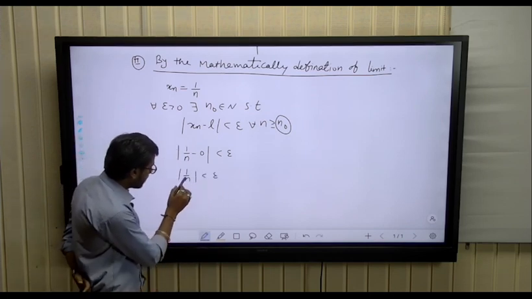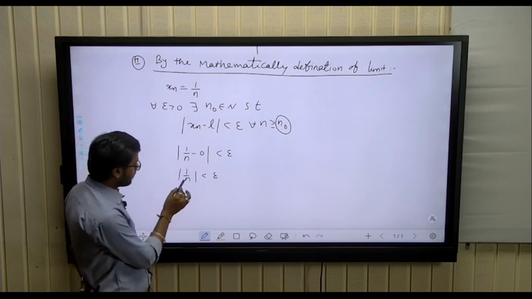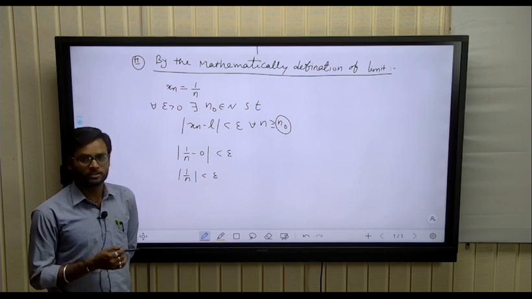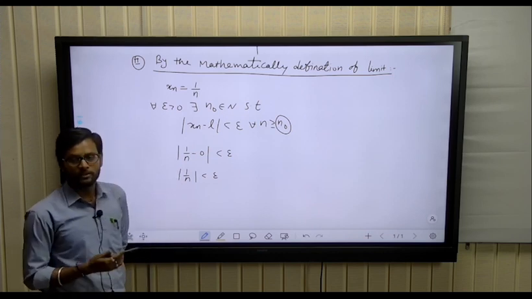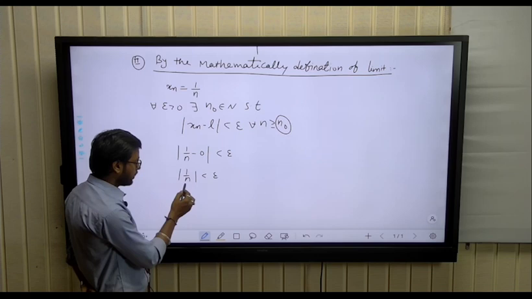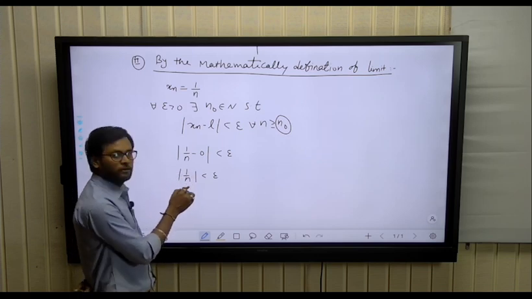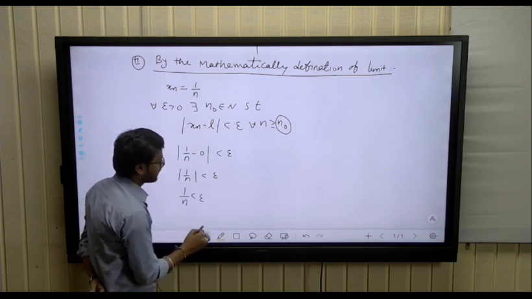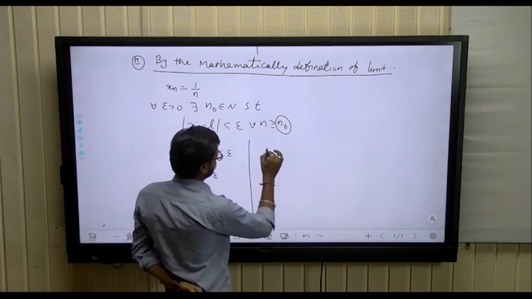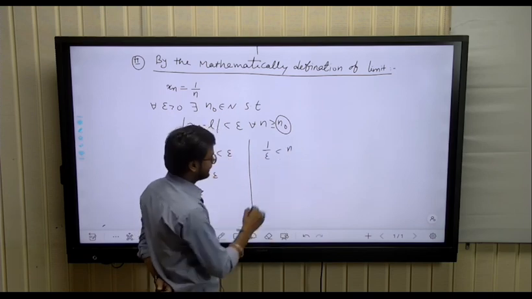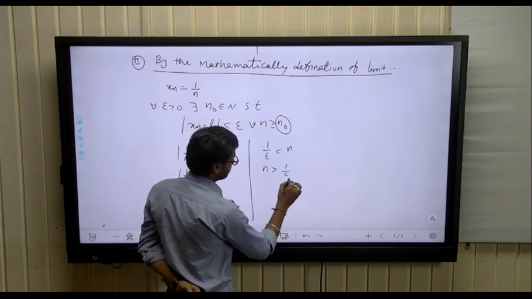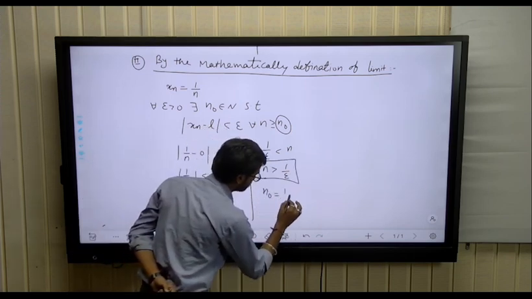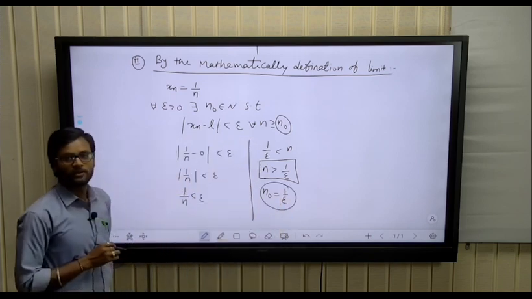Now we know that n is a natural number, and a natural number is positive. 1 upon a positive number is always a positive number, so the term inside the mod function is positive. So it opens in a positive manner: 1 upon n less than epsilon. Now we solve it: 1 upon epsilon less than n, so n greater than 1 upon epsilon. This is the value of n naught.